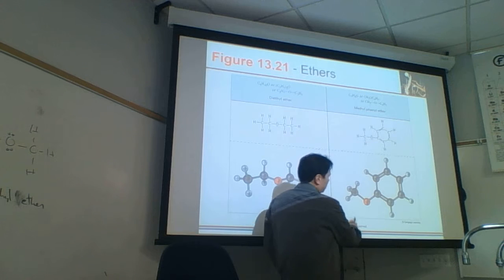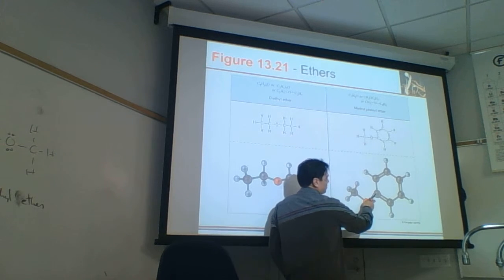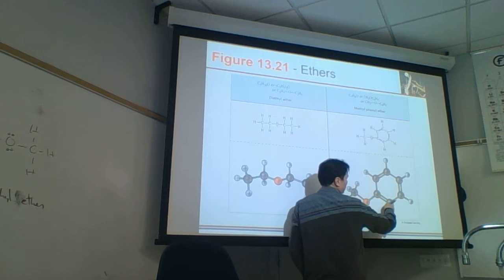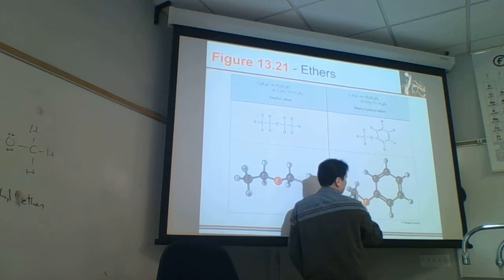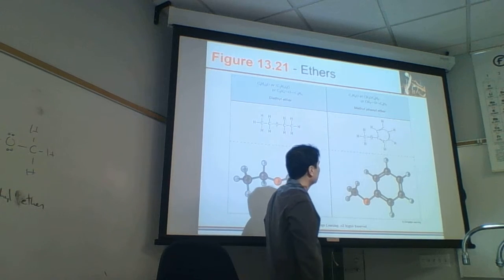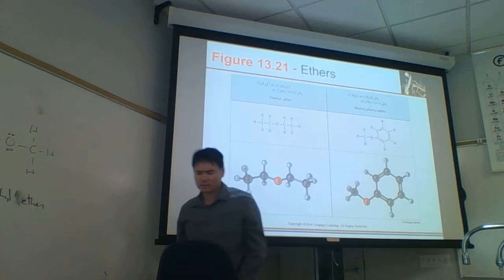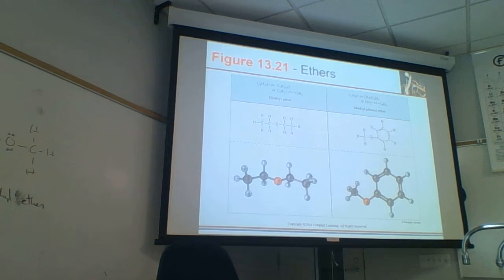This is also an ether over here. It has the C-O-C link, except on the left side we have a methyl, which is the CH3. On the right side we have this ring. This ring, which is this flat ring, is called a phenyl. So this is methylphenyl ether. It doesn't matter what side. Methylphenyl ether, we just name them alphabetically. M before P.